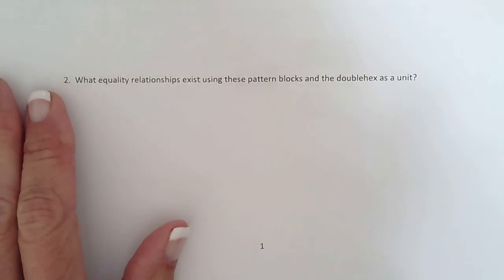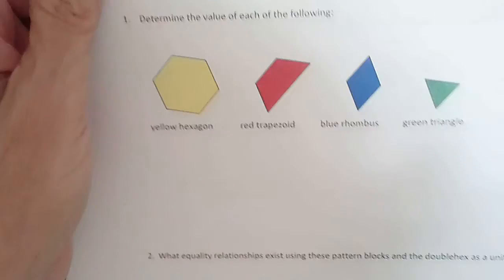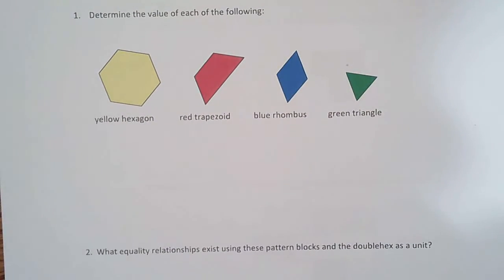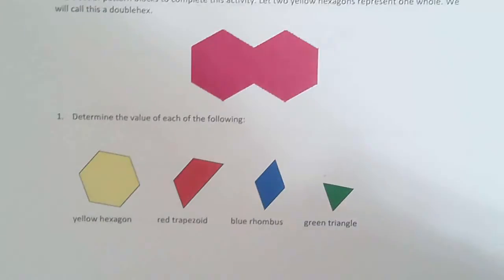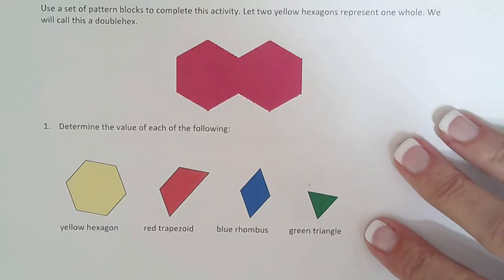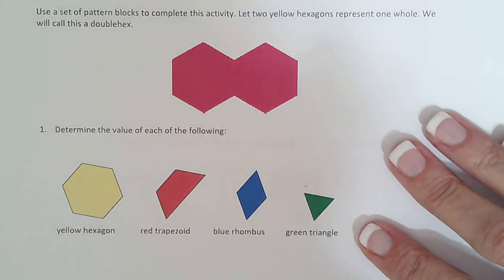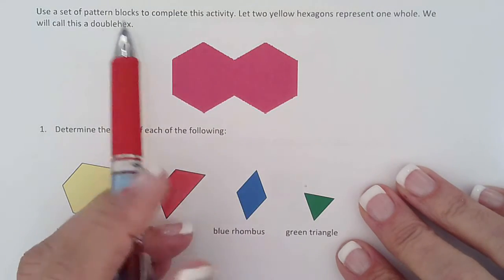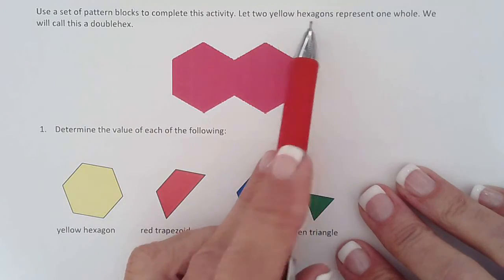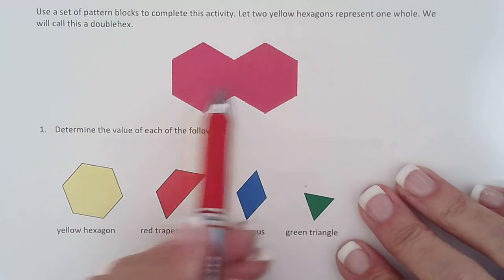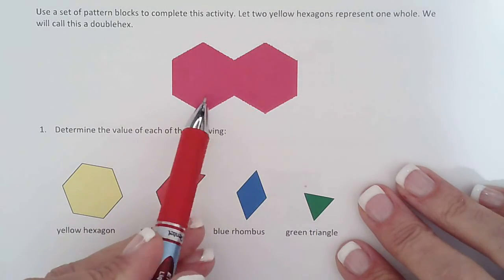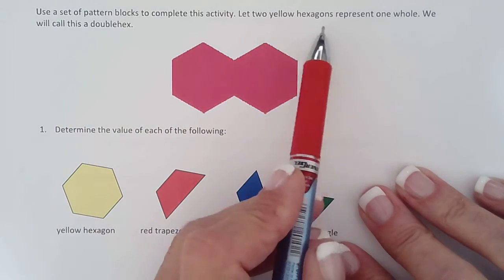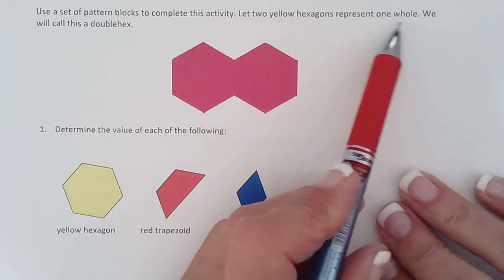Now we're going to practice addition with the manipulatives. We're not going to do it with manipulatives. We're going to do it with the pictures instead, but just imagine what the manipulatives look like. Okay, so this color we're going to call maroon. So this maroon figure is called a double hexagon. So 2 yellow hexagons, they painted them a maroon color, so now they call them a double hex or a double hexagon. So let 2 yellow hexagons represent one whole.